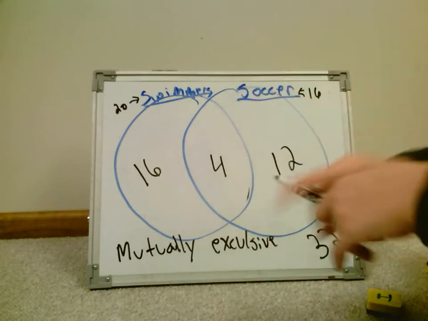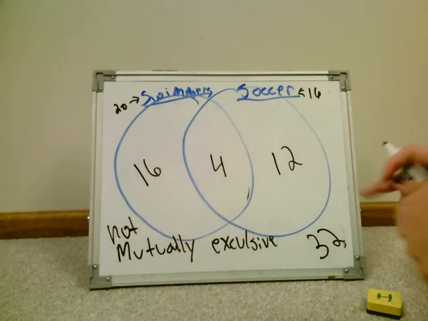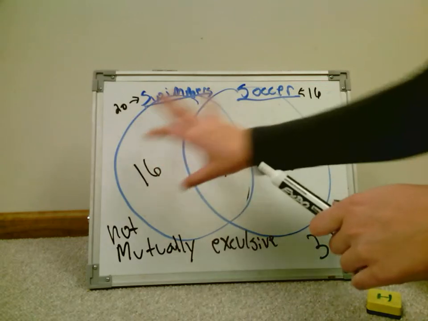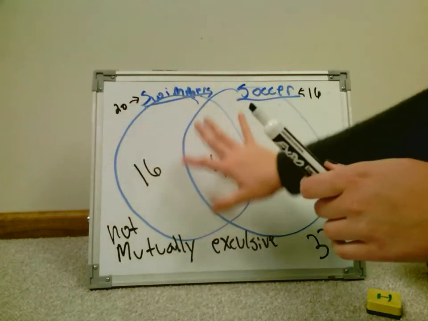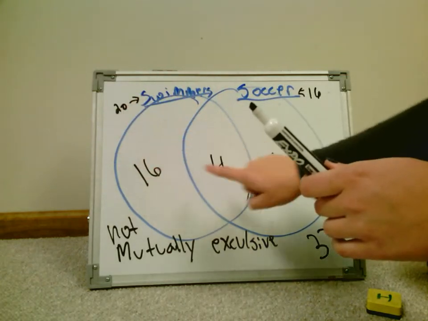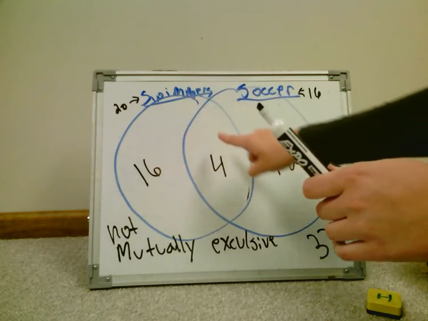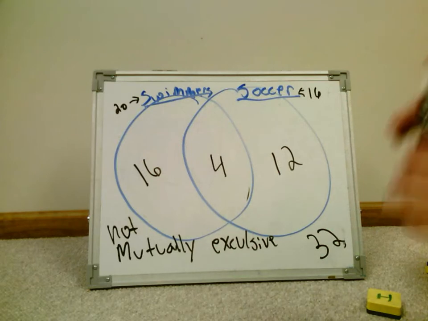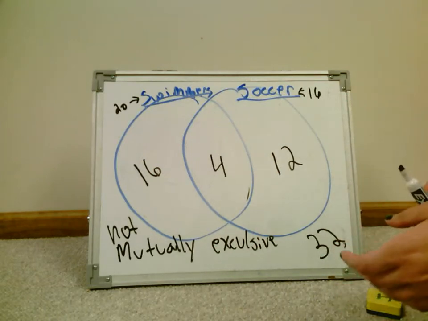But these two events are actually not mutually exclusive because there is a point where they overlap. These two events are affected by the other. So if every single swimmer quit, then this section here would change. Okay, so mutually exclusive events are two events completely unrelated.